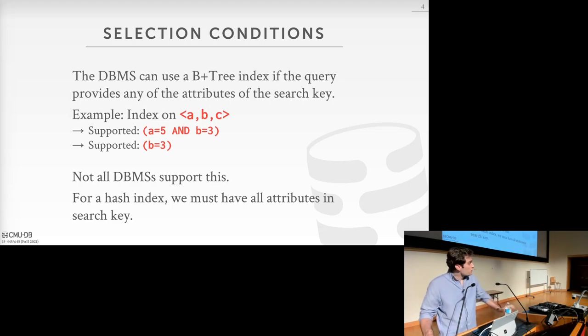So in the last class, I showed this slide that talked about selection conditions on a multi-attribute index. In this case, the index is built on three attributes, A, B, and C. And the two types of operations that I said were supported were A equals 5 and B equals 3, as well as the second one that's B is equal to 3. So the question was specifically about the second case, how could we support this B is equal to 3?